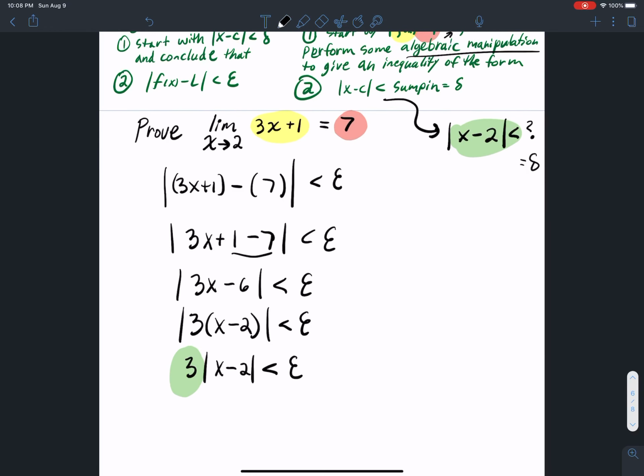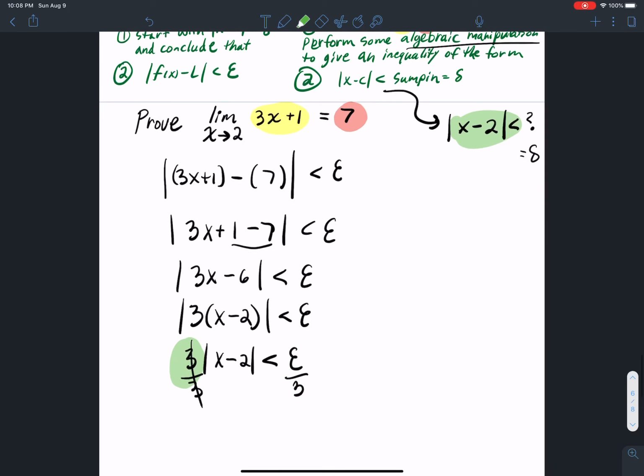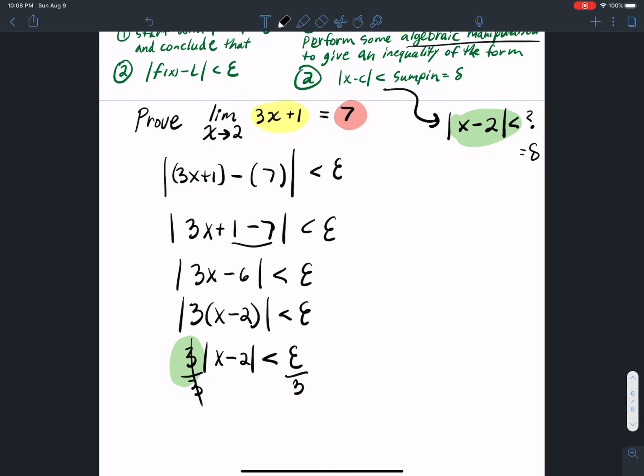And so how do I do that? I just divide both sides by 3. Okay, don't get confused with the 3 and the e. Those are two different things, right? Okay, so now I've done exactly what I wanted. I wanted to get something in terms of epsilon, so that this was greater than this x minus 2 factor right here. That was the goal. Okay, so I've done that.